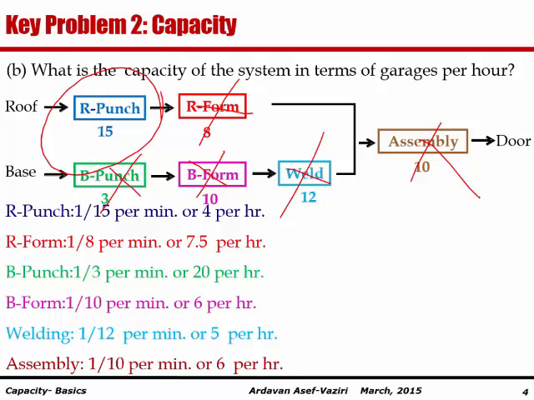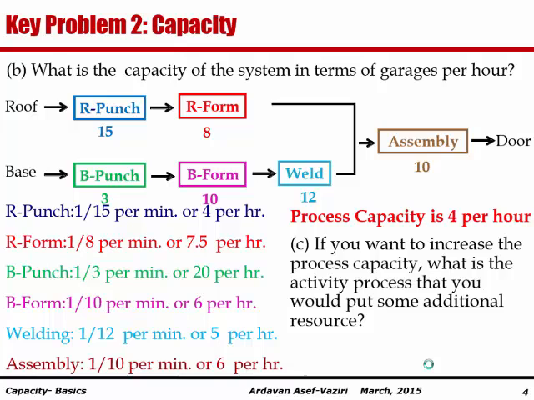Capability of the chain will be defined by its weakest link. The other links, as long as there is a weak link over there, do not play a role. Improving them will not help us. The bottleneck is R punch. Capacity of the process is 4. Now we want to improve the capacity. One simple way is to double the capacity of R punch, to go and get a new resource.